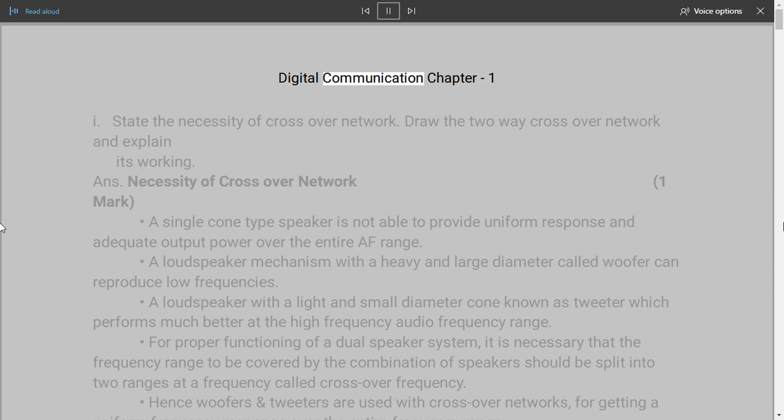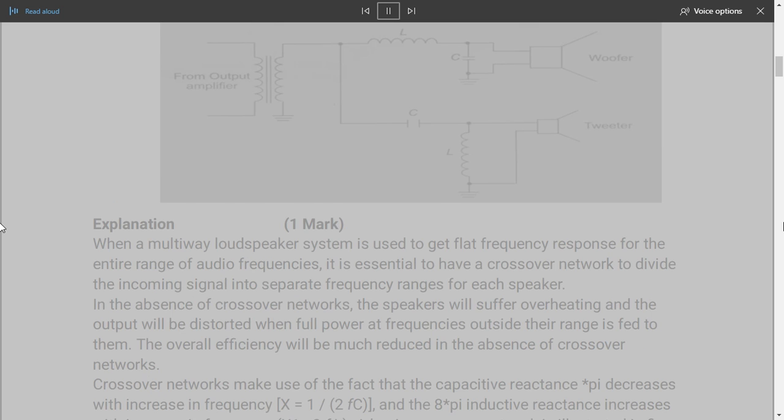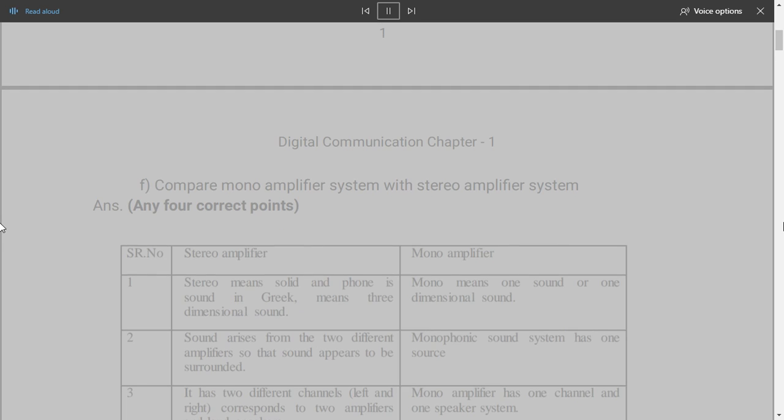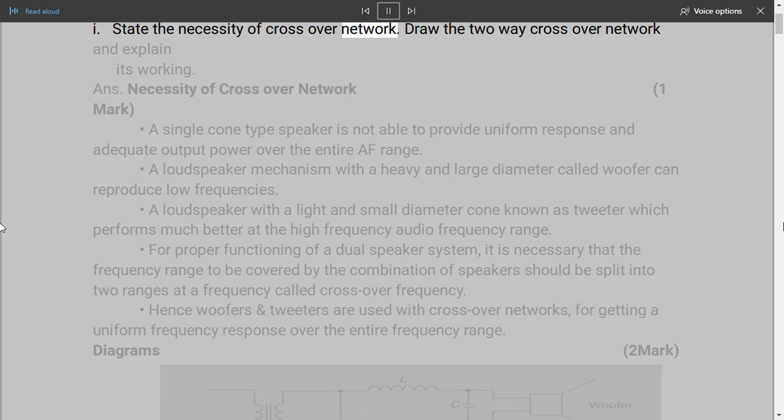Chapter 1. Q1. State the necessity of crossover network. Draw the two-way crossover network and explain its working.